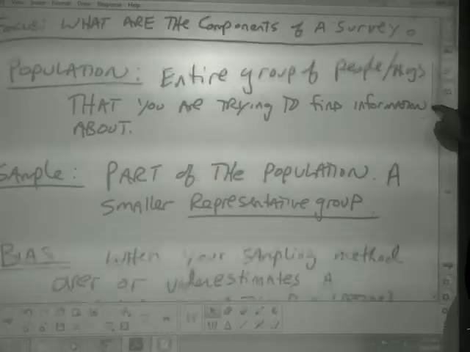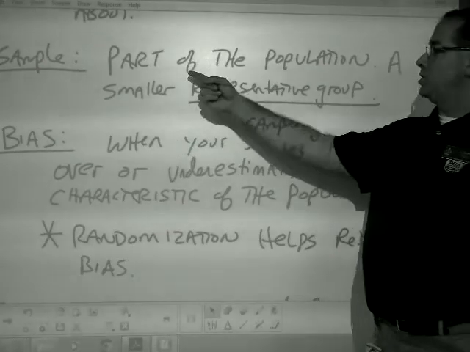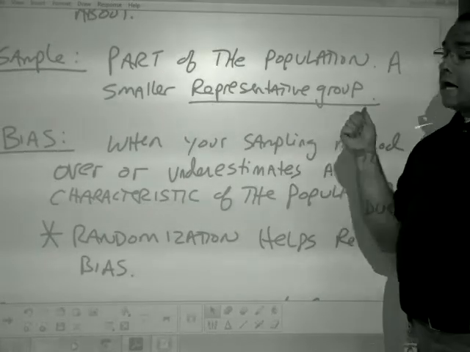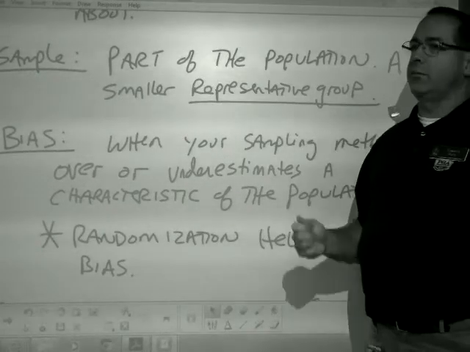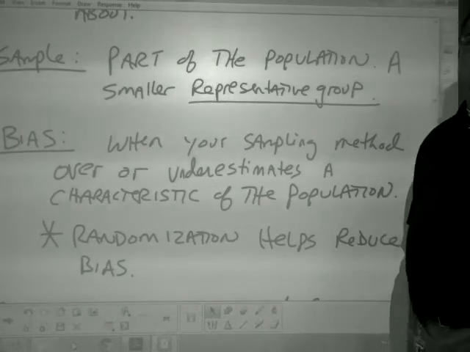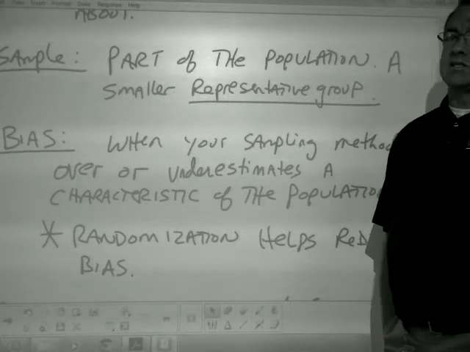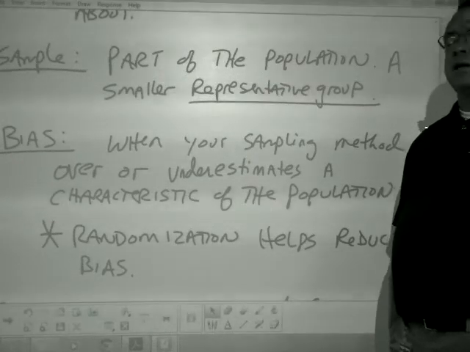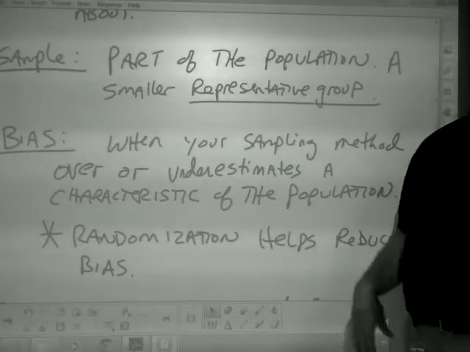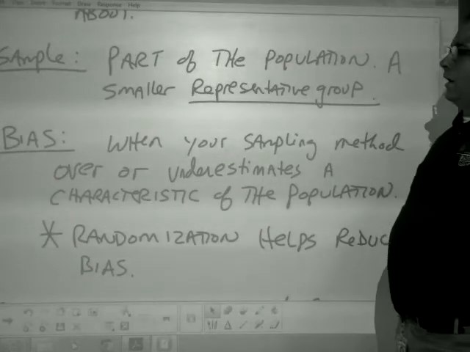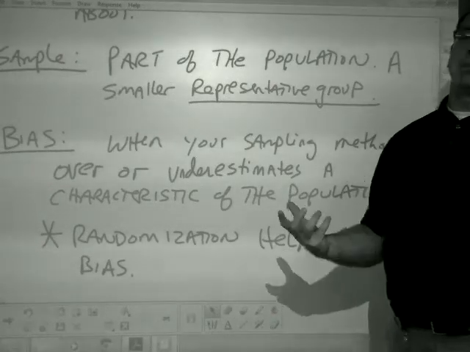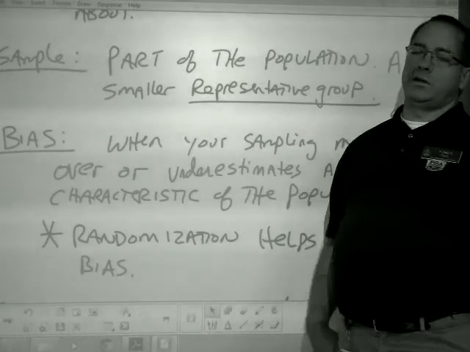The sample is part of the population. It is a smaller representative group. And if it's not a representative group, then it's not a good sample. So if my population might be teenagers that live in the Greece area, I might take a sample of those here at Greece Arcadia High School. You are part of the population. You're a smaller representative group, all right? And this representative group we'll talk more about, because if it's not a representative group, then we might run into bias.